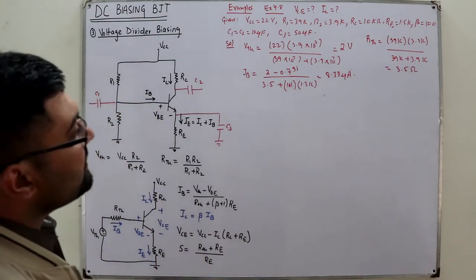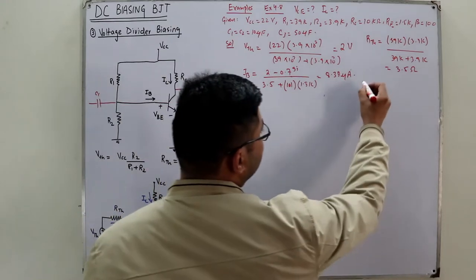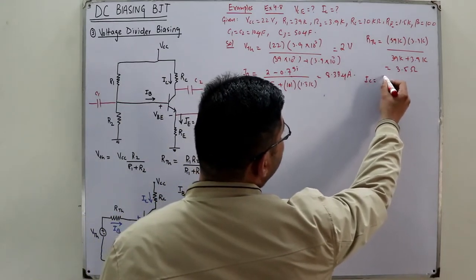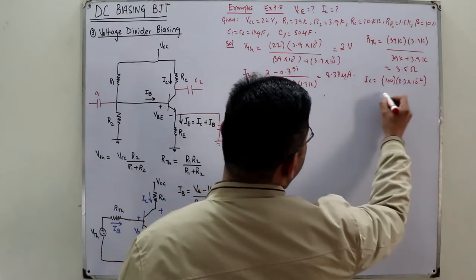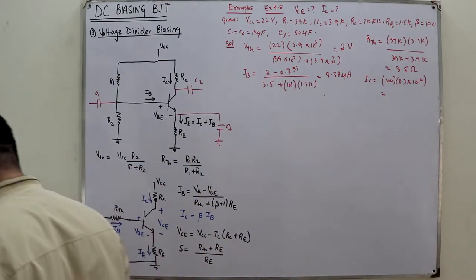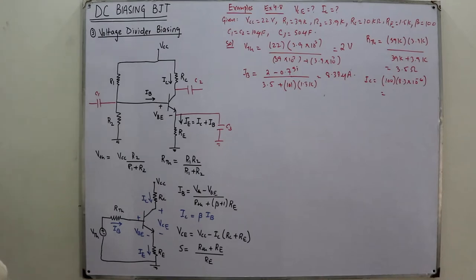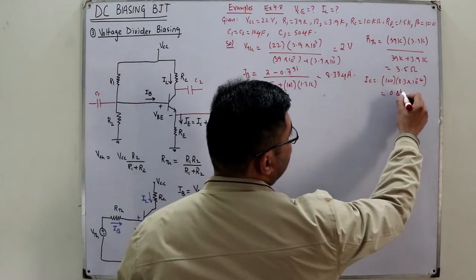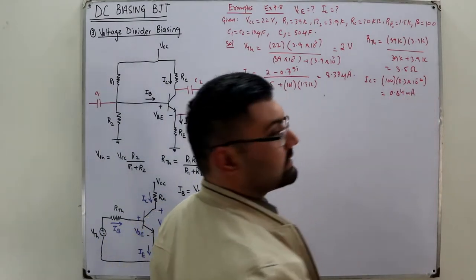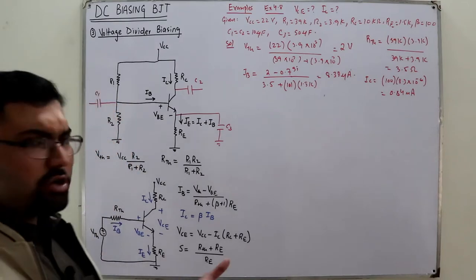Next, IC would be beta times IB, 100 times 8.3 into 10 power minus 6. This is the coordinate of the operating point. IC comes out to be 0.84 milliamperes, right?